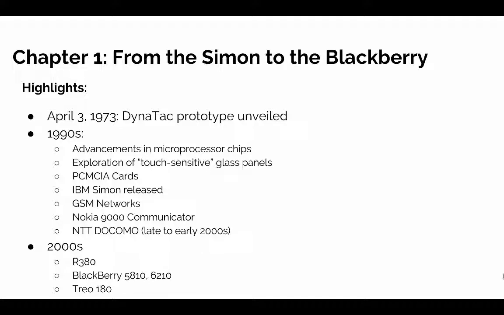Chapter 1 provides a great overview of the early cell and mobile products that led to the first smartphone. In the 90s, advancements in microprocessors, experimentation with touch-sensitive glass, and the use of PCMCIA cards to expand computer memory and phone functionalities all contributed to the smartphone evolution.